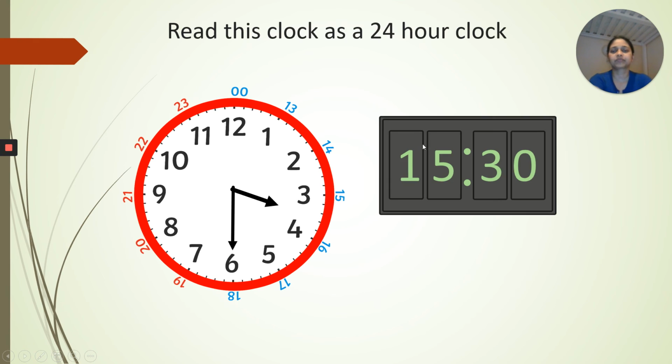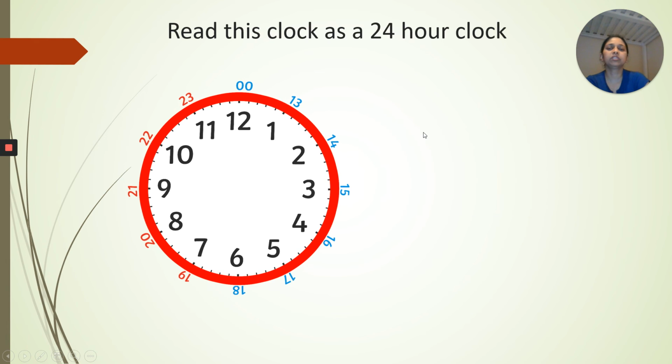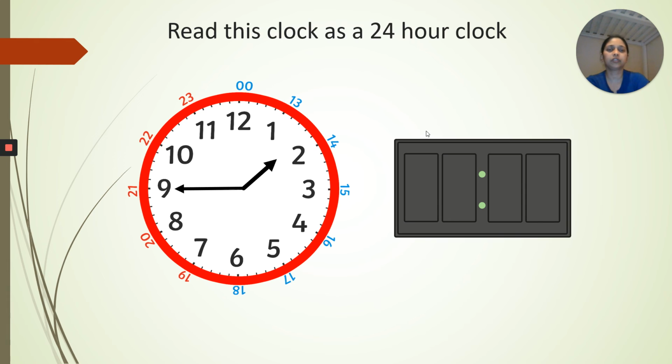Okay. Your next one. Okay, let me give you a clue. You need to write this in a 24-hour clock. If it was a 12-hour clock, your time would have been 1:45. So it would have been 1:45. So what would it be in your 24-hour clock? Figure this out. Okay. Pause the video if you need to look at the time and write your answer.